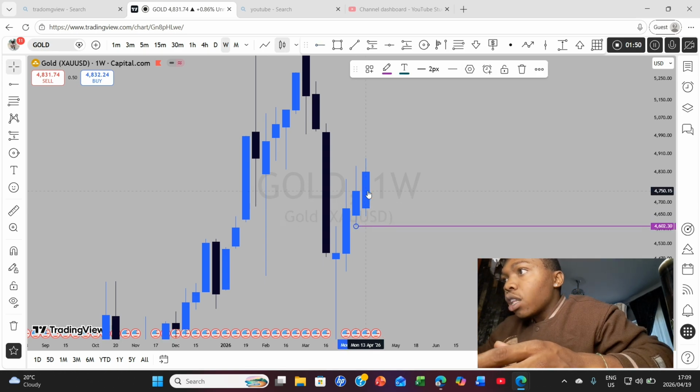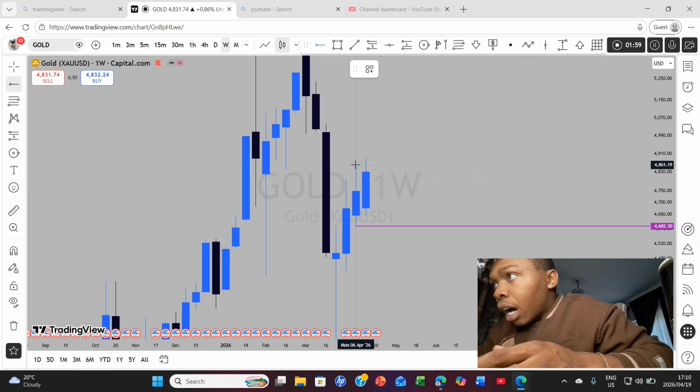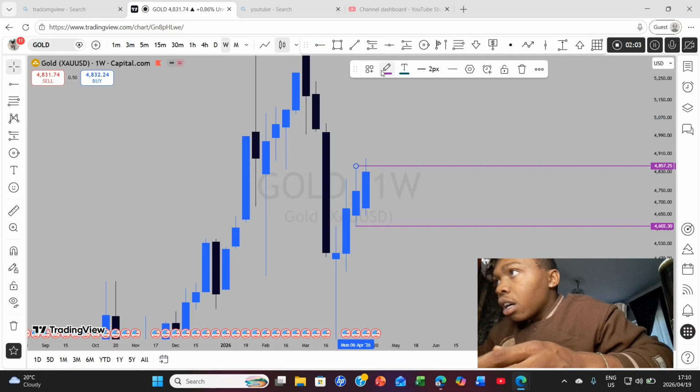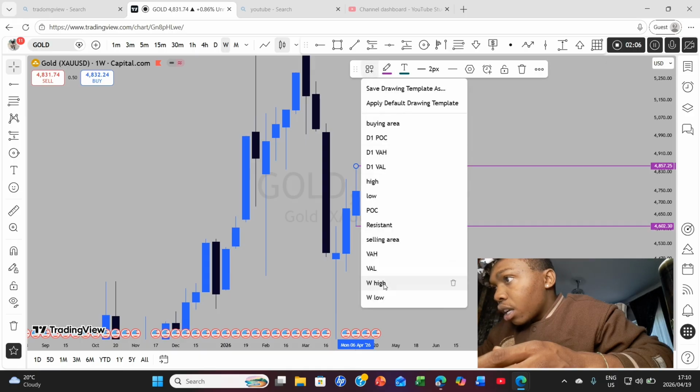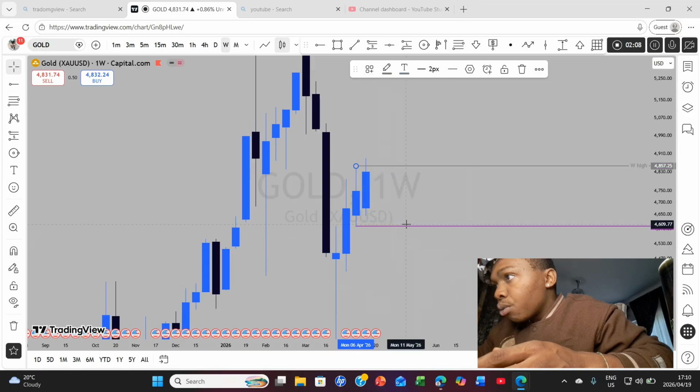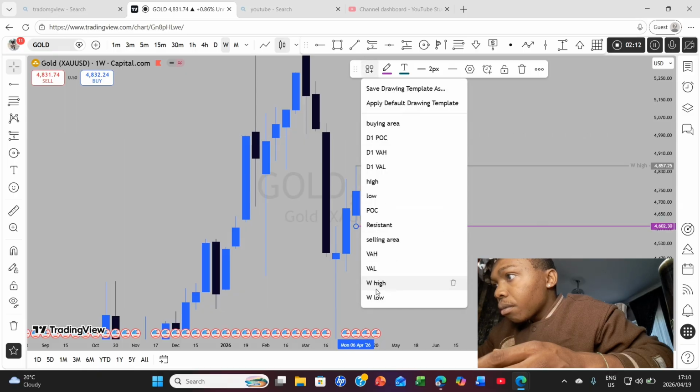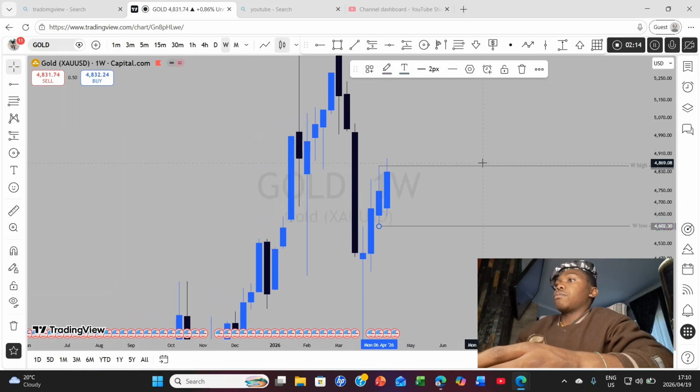So let's say we are trading this week. We'll obviously mark this previous week. So let's mark the highest point. So we are gonna mark it like so that we know this is our weekly high, this is weekly low.